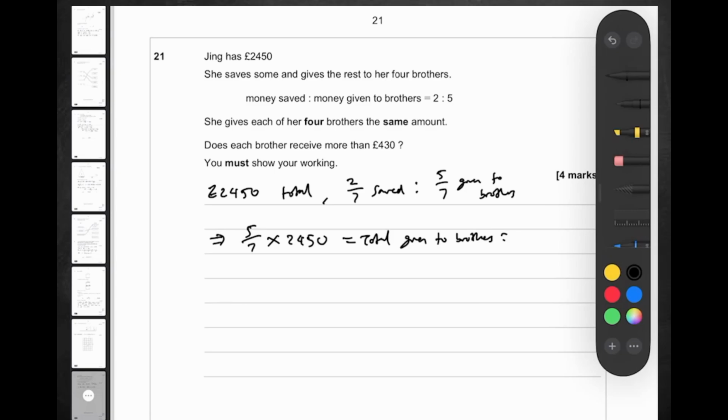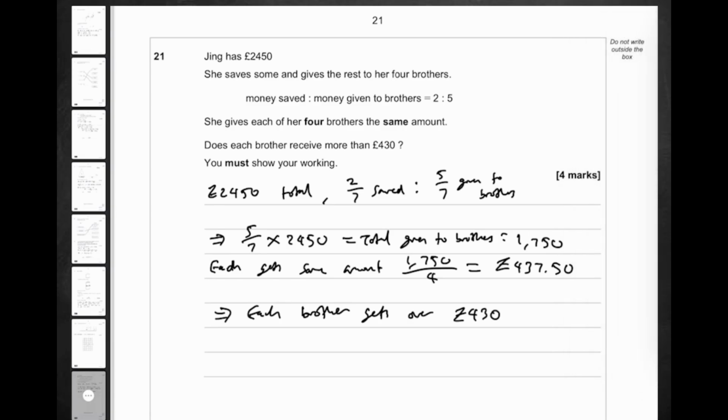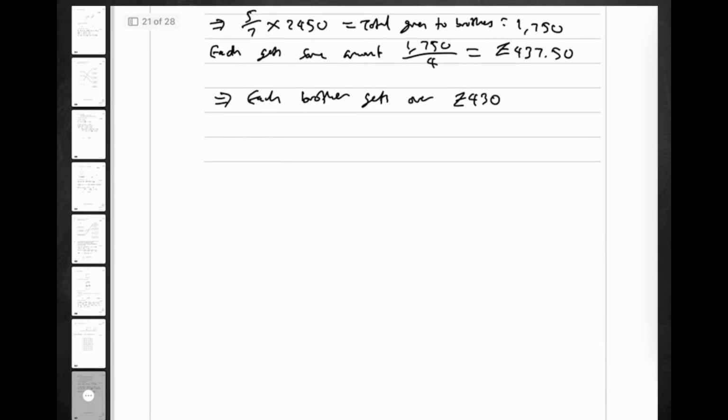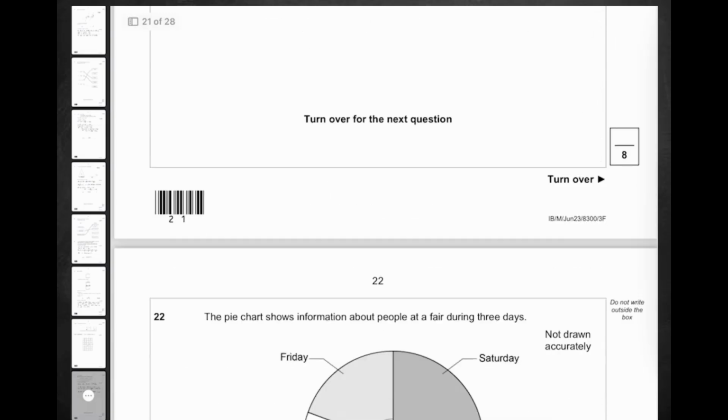2,450 times 5 divided by 7 is 1,750. Each gets the same amount. So that will be 1,750 divided by 4 on my calculator, which is £437.50. Therefore, each brother gets over £430. So yes, just in case, writing yes gets you an extra mark.